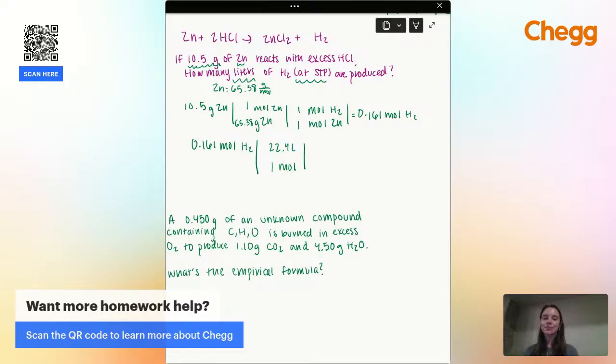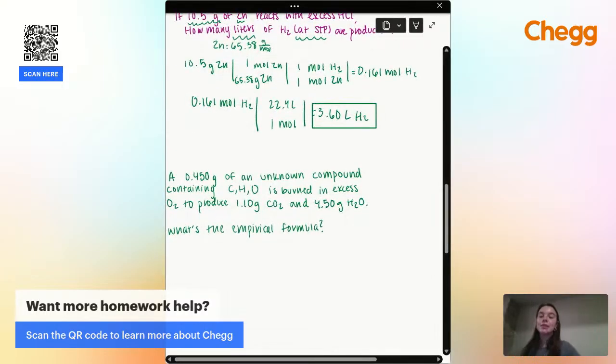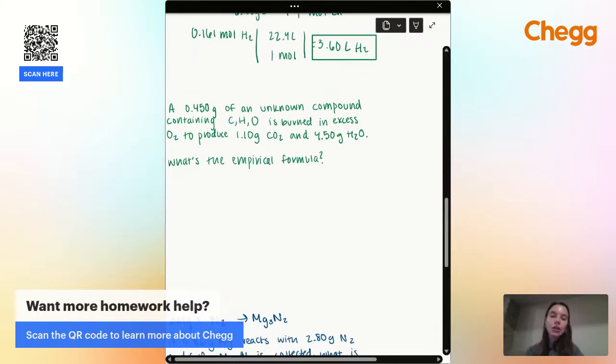Ten more seconds, guys. 3, 2, 1. If you put this in your calculator, if you put 0.161 times 22.4, you're going to get 3.60 liters of H2 at STP, which answers our question. So great job, guys. Good job to everyone who participated.